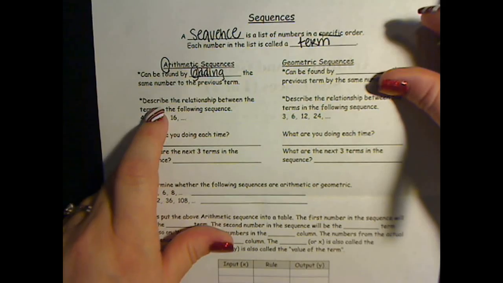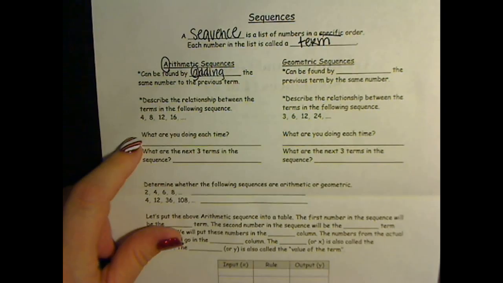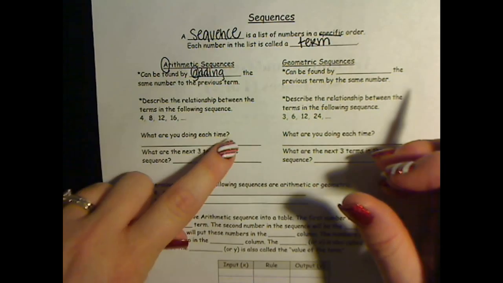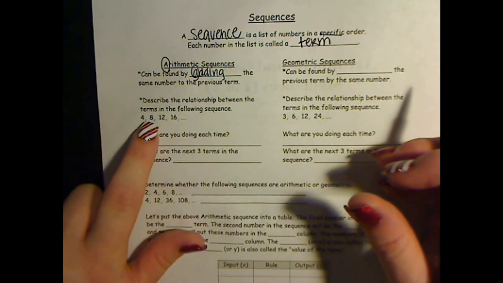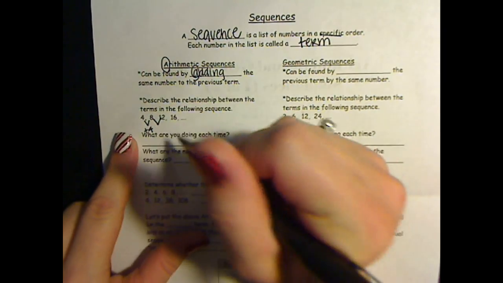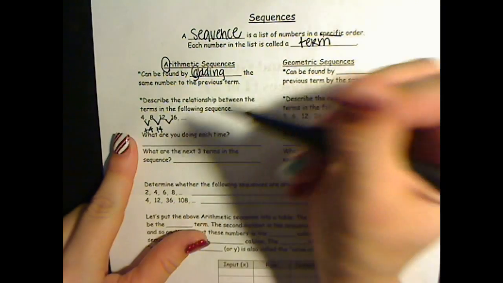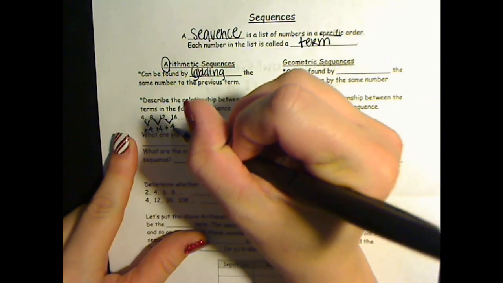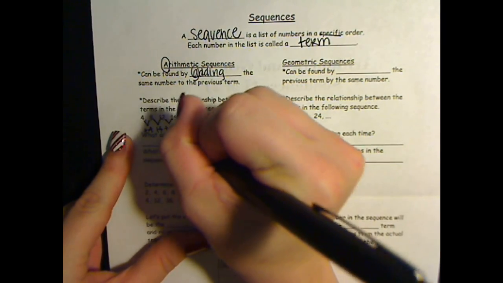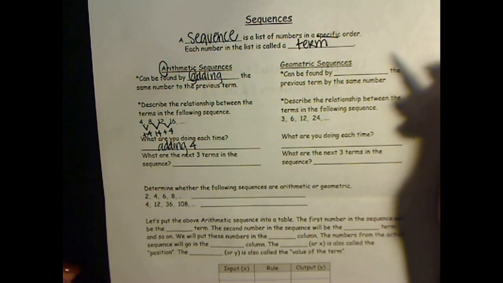Okay, so knowing that, let's describe the relationship between the terms in the following sequence. Well, 4, 8, 12, 16. What are you doing each time? Well, to get from 4 to 8, I added 4. To get from 8 to 12, I added 4. To get from 12 to 16, I added 4. So what am I doing each time? I'm adding 4. Adding, arithmetic, both start with A.